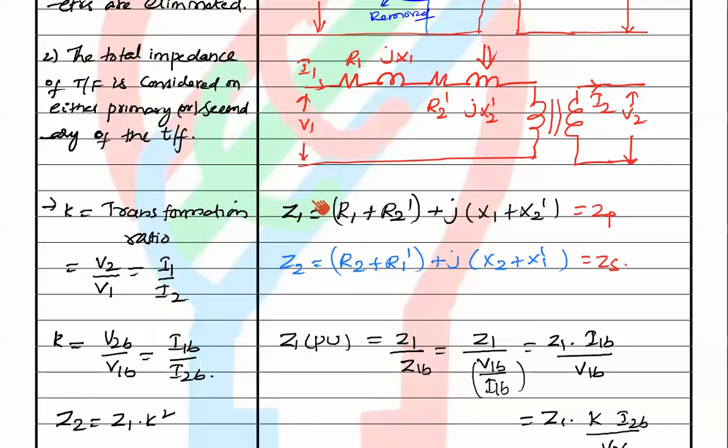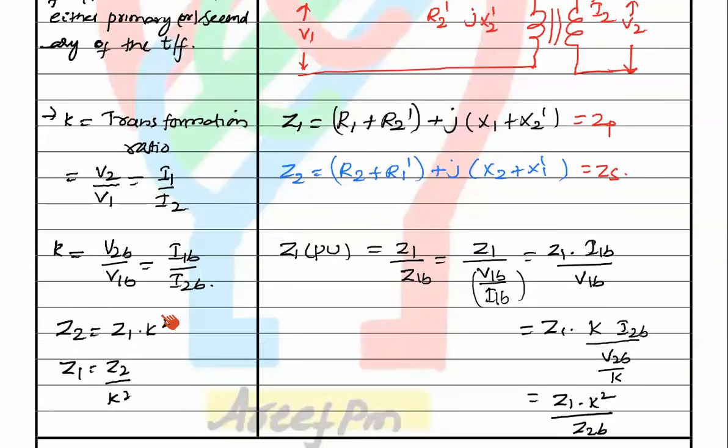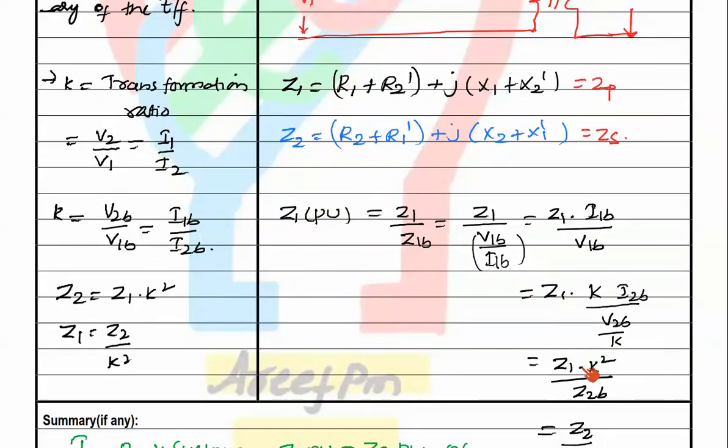Next, Z1 per unit is equal to the actual value in ohms divided by the Z1 base value in ohms. So we know this concept here. Z1 divided by V1 base by I1 base, so Z1 into I1B by V1B. From this equation, what is I1B? I1B is nothing but K into I2B, and V1B is nothing but V2B by K. So by substituting these equations, we will get Z1 divided by K square into Z2B.